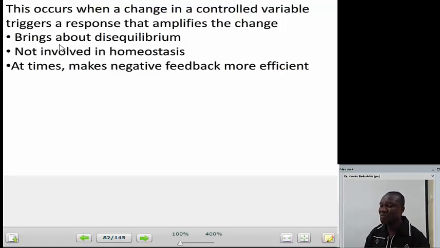Now, another example of positive feedback is during parturition. In our next meeting, we'll continue with, we'll go over the positive feedback.